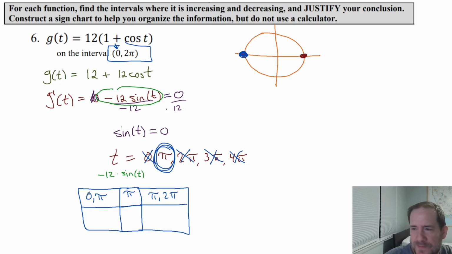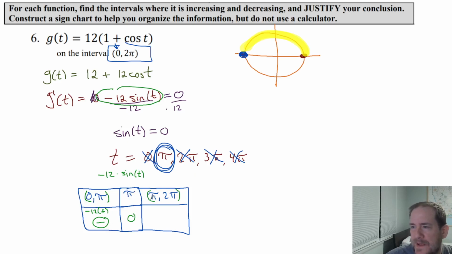And now imagine plugging in some angle between 0 and pi. Well, 0 to pi is just a rotation around the top half of the unit circle. And if I'm on the top half, then what do you know about all your y values? Aren't your y values always positive up here? So that means sine of t on this interval is always positive. So no matter what value I pick in this interval, I'm getting -12 times something that's positive. And -12 times a positive will make us negative on that whole interval. Pi is, of course, giving us 0.